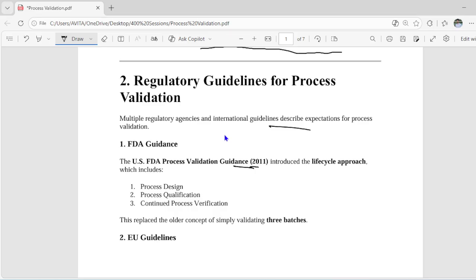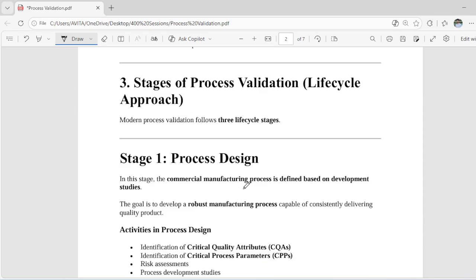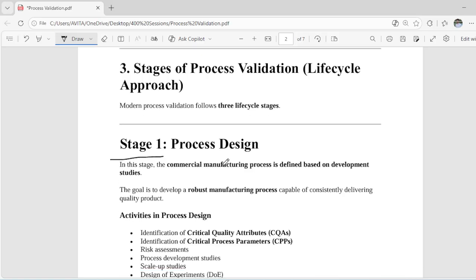So to validate any process, we have to follow these three steps. The first is going to be process design. Then the second is going to be process qualification, and last we have continuous process verification. So first, we'll start from the first stage, that is process design.